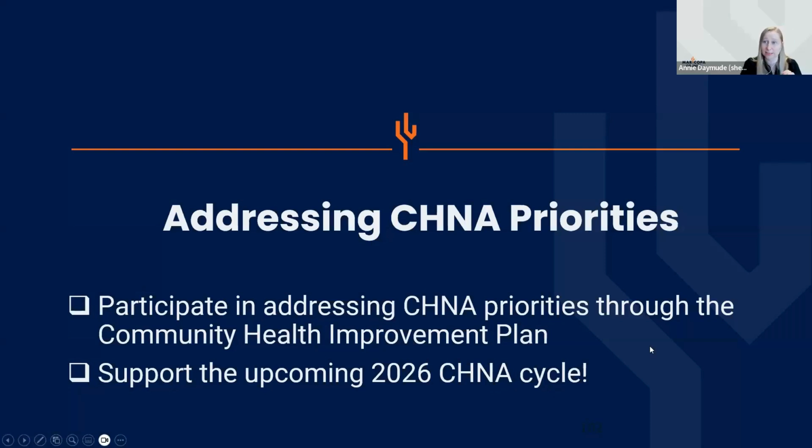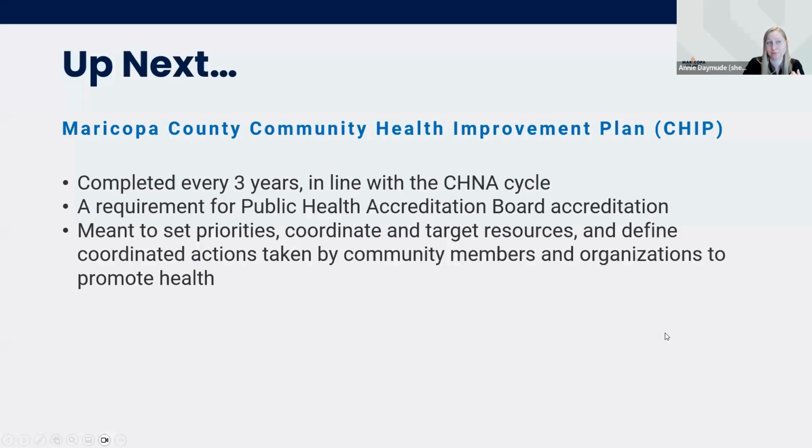But we don't want to stop with just identifying the issues. We want to make next steps to improve community health. So the purpose of this next section is to encourage our participants today to participate in addressing CHIP priorities through the Community Health Improvement Plan and support the upcoming 2026 CHNA cycle.